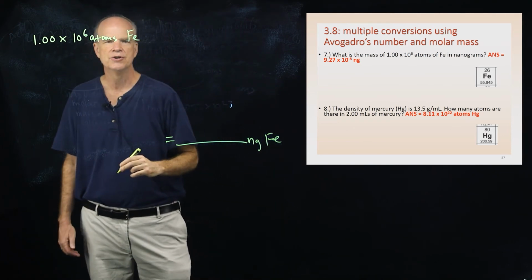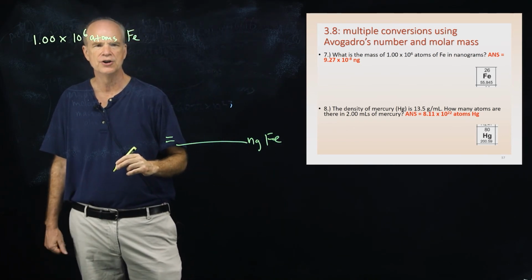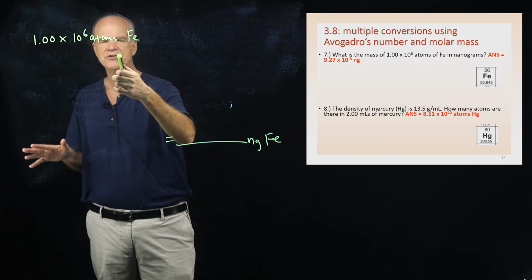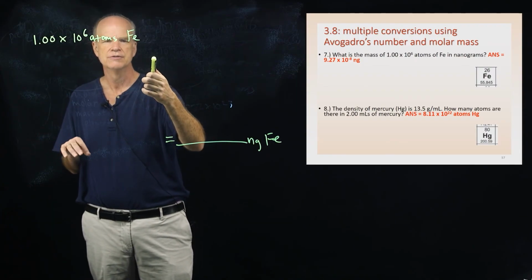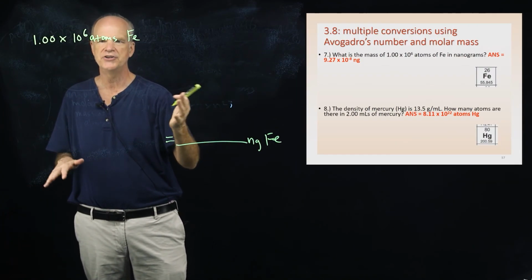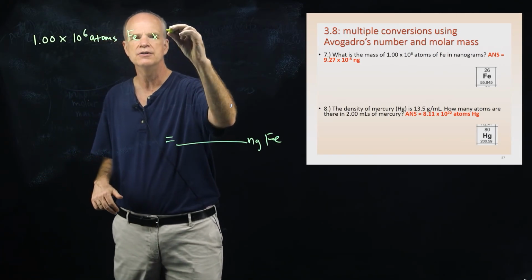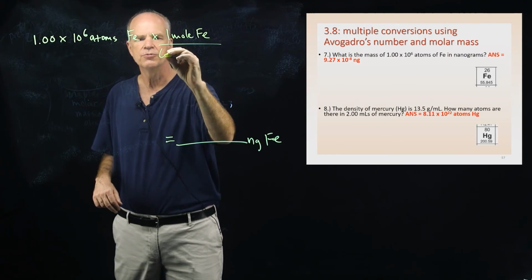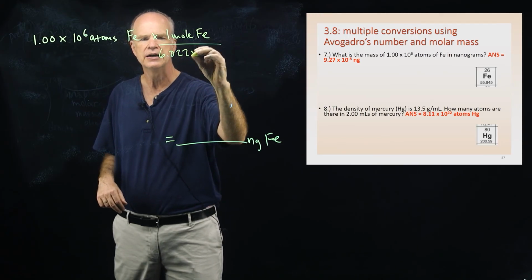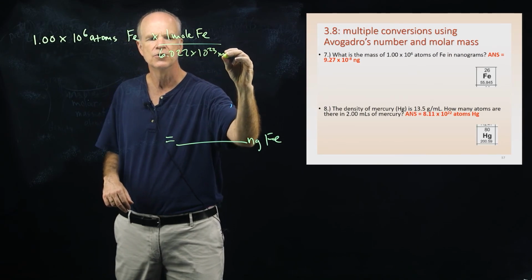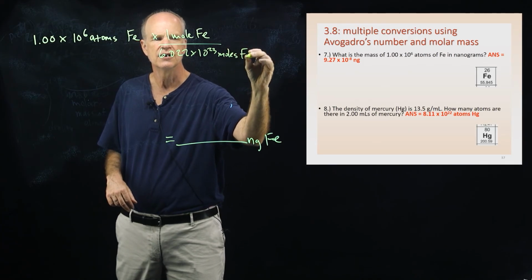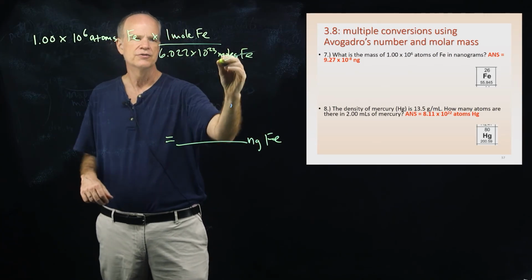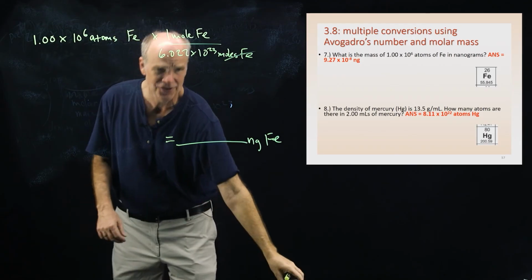Okay, so what I would do first is, if you have something in atoms of an element, just convert it to moles of the element. That's the easiest thing to do. So it's times 1 mole of iron over 6.022 times 10 to the 23 moles of iron. So the moles, or excuse me, mistake.